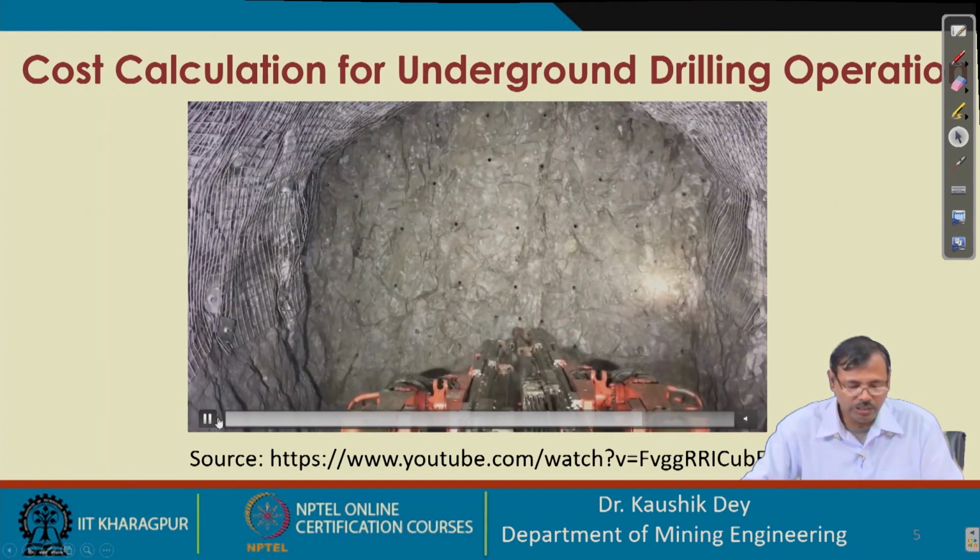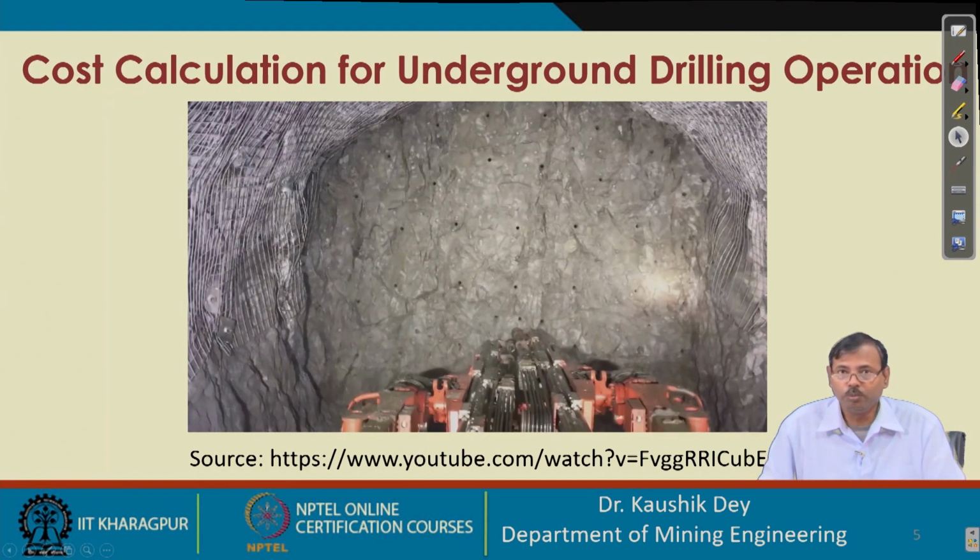In fact, historically there are many machines, even 6 boom jumbos and 8 boom jumbos are possible. If the drive size is very big, like in the civil sector where very large excavations and tunnels are carried out, a 100 square meter tunnel or 50 square meter tunnel, the number of drill holes required is very high. In those cases multiple boom jumbos are used instead of 1 boom or 2 boom jumbos. Okay, so let us see how we can calculate this costing.